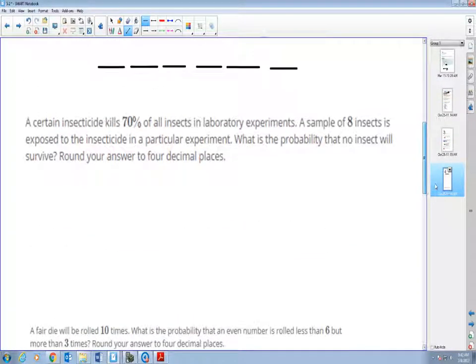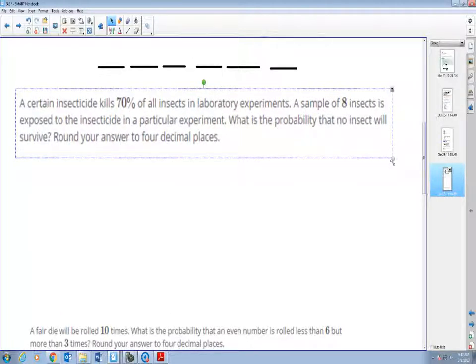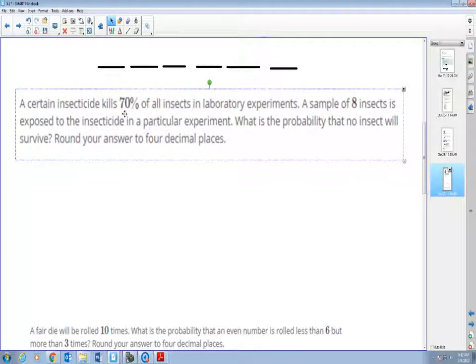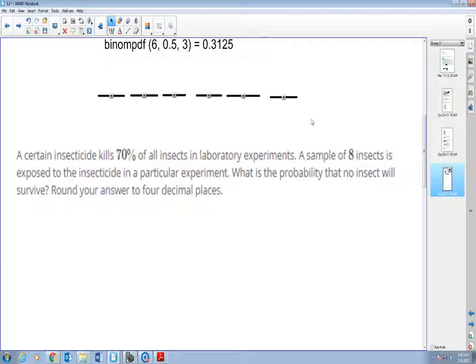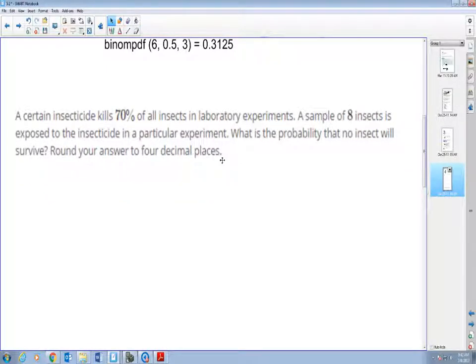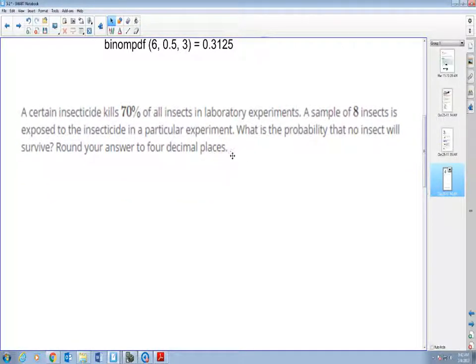Alright, let's try another one. A certain insecticide kills 70% of all insects in the laboratory. By the way, you cannot have 100% kill. There's just no way. If you kill 100% of the insects in your house, that thing is very, very poisonous, so you probably don't want that. And some insects will eventually become immune to the insecticide.